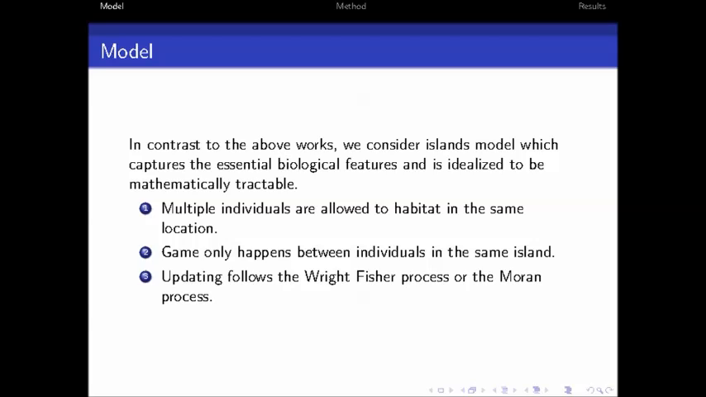In our model, multiple individuals are allowed to inhabit the same location. Games only happen between individuals in the same island. The updating follows the Wright-Fisher process or the Moran process. The Wright-Fisher process represents the case of perfectly non-overlapping generations. The Moran process is an idealized case of overlapping generations. Real populations may exist somewhere between them.